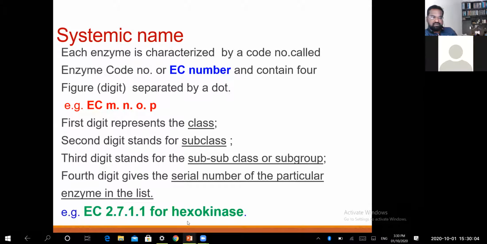That enzyme which brings about attachment or addition of a phosphorus group to the substrate is always referred to as a kinase enzyme. And hexokinase means a kinase which brings about phosphorylation of hexose sugars like glucose.